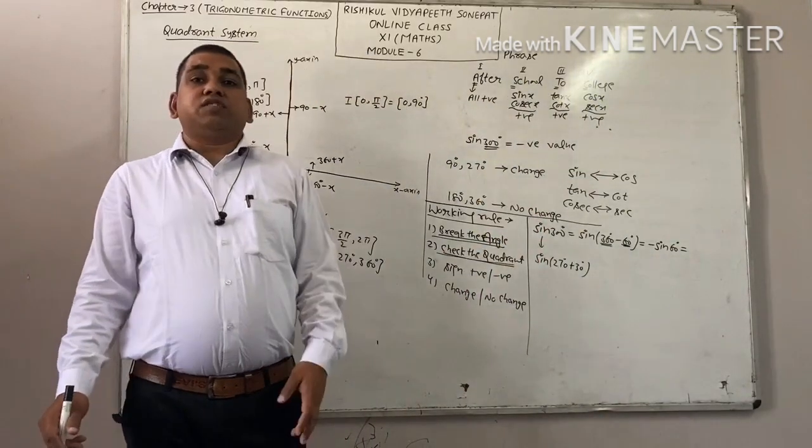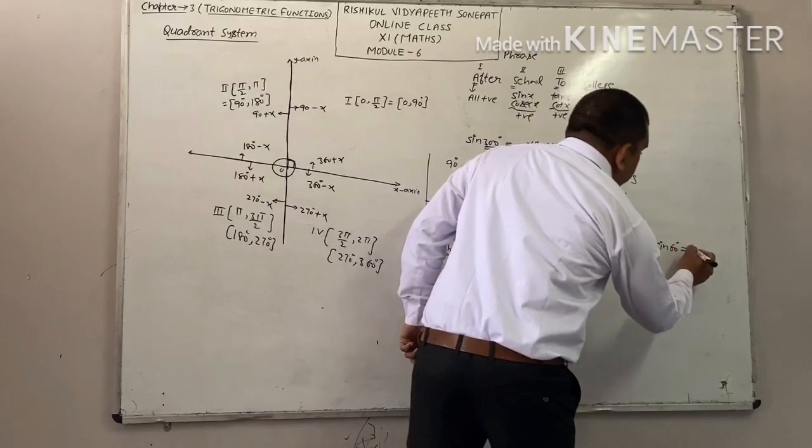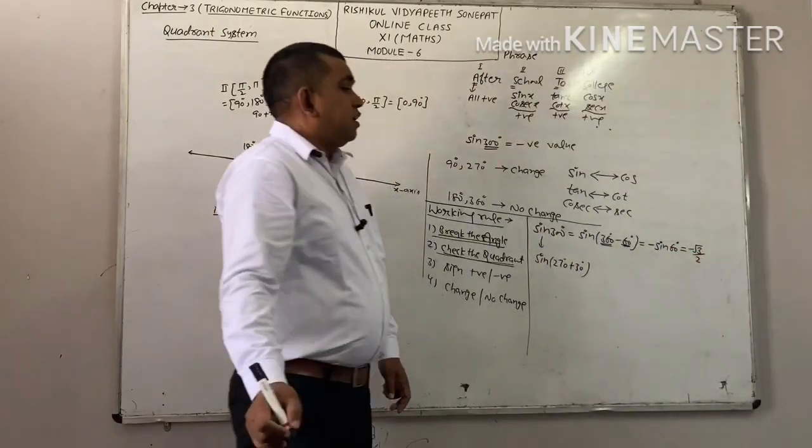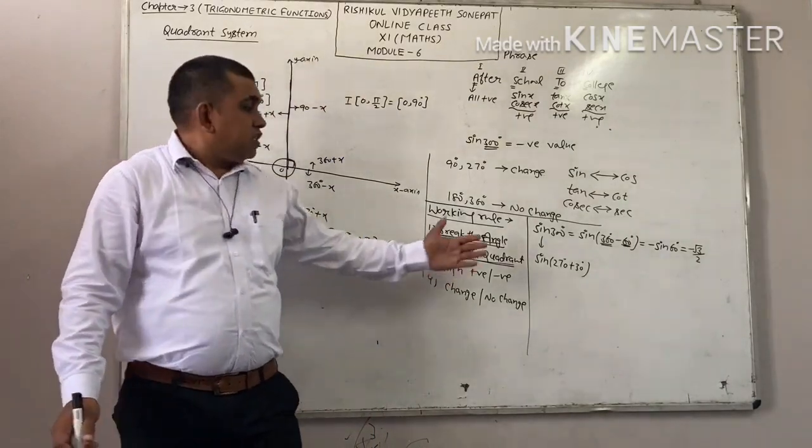And you have learned the value of sine 60 degree. Sine 60 degree is root 3 by 2. In this way, you can find out the value. Now see the second method.